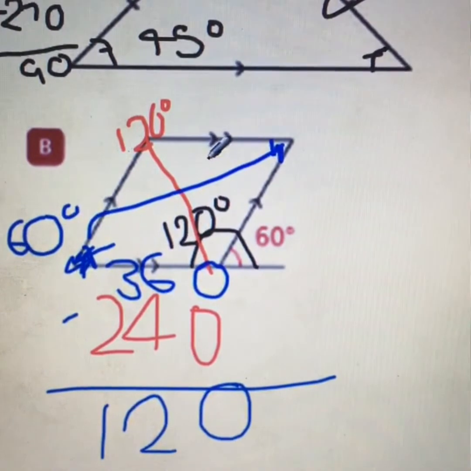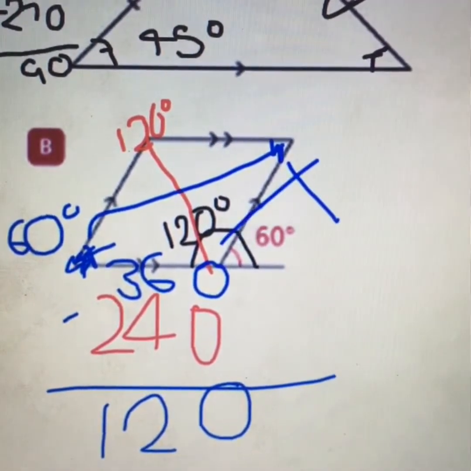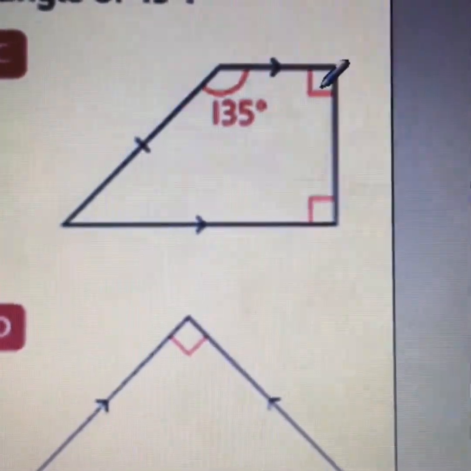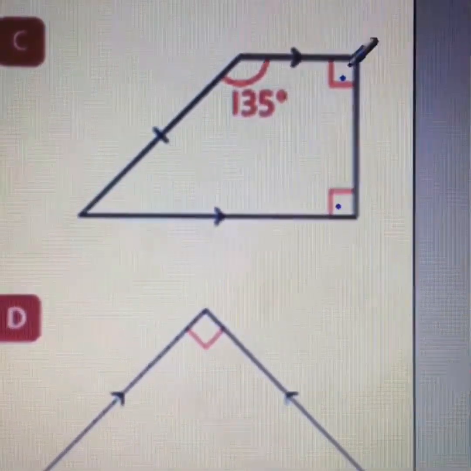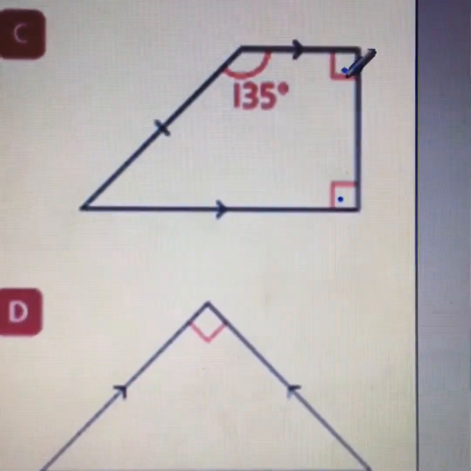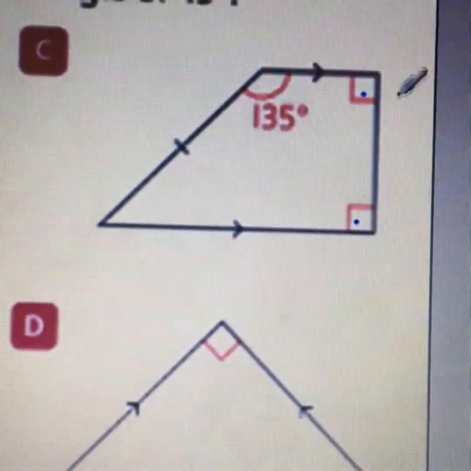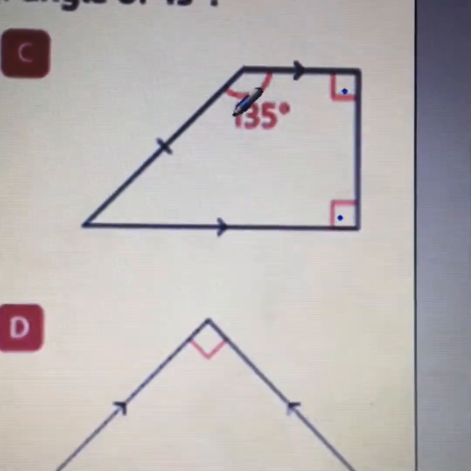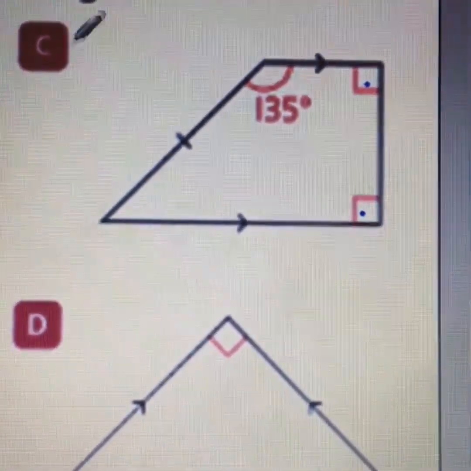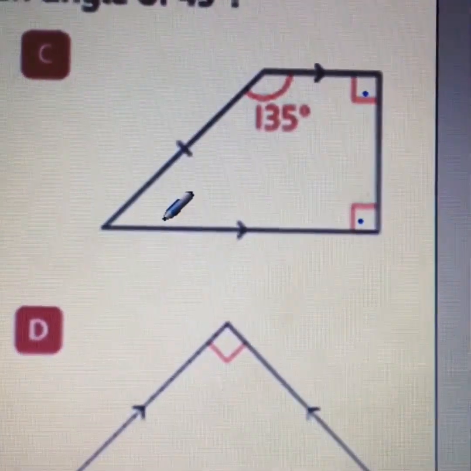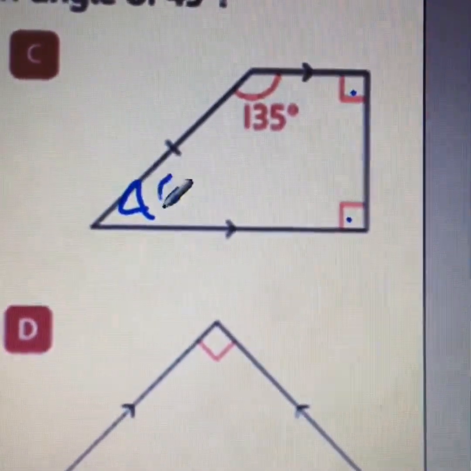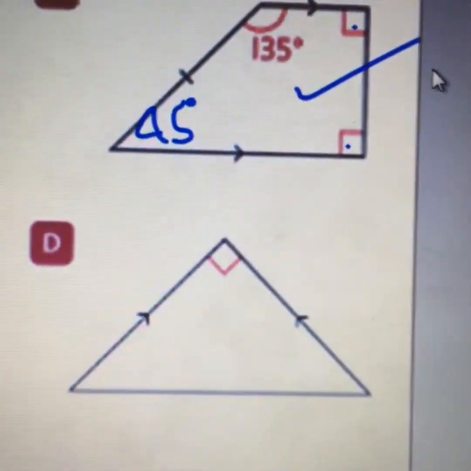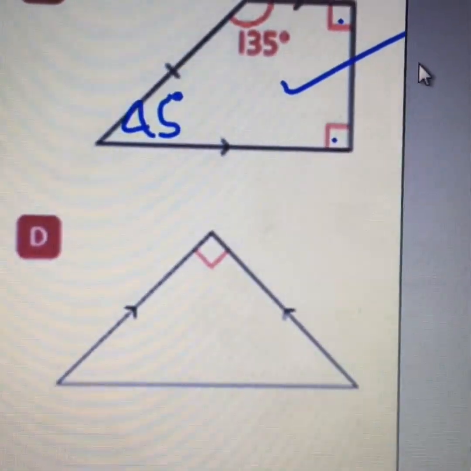So does this one have an angle of 45? No, it doesn't. Right, I'm going to check the other two though to make sure I'm correct. Well, here, this is 90. This is 90. We know that. We know they are right angles because of the little square. So that's 180 degrees. 180 degrees add 135 degrees is 315. The whole thing is 360. 360 take away 315 is 45 degrees. Tick. And the last one, which quadrilateral does not have an angle of 45 degrees?